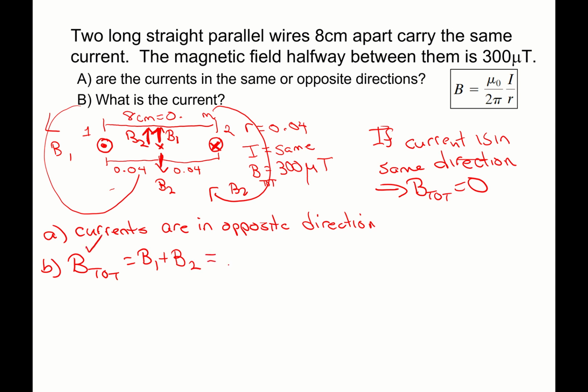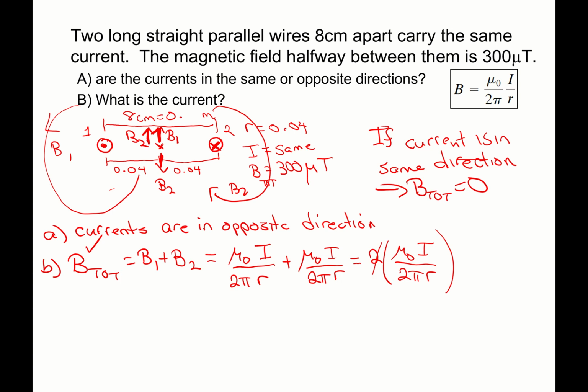Okay, so I know my B total. What's B1? B1 is mu 0 I1, which is just I, over 2 pi R, and we know R. And B2 is mu 0 I over 2 pi R. So those are the same. So it's just going to be 2 times mu 0 I over 2 pi R. Okay, so let's see what we got. We can cancel out the 2's. All right, so B total is mu 0 I over pi R.